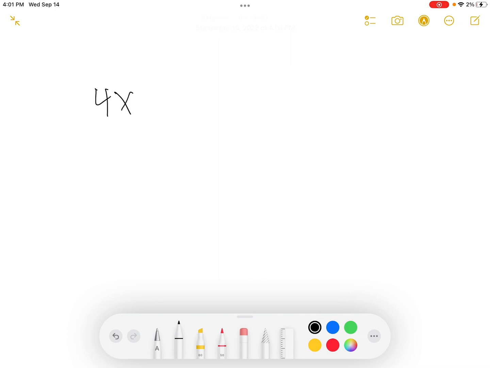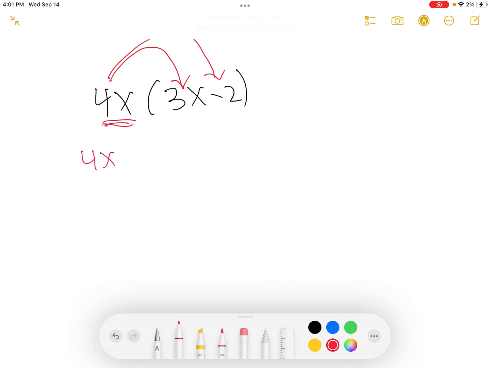So we have 4x parentheses 3x minus 2. Now this is a distributive property question, and so we're thinking that's going to hit this guy, and that's going to hit this guy. So we have 4x that's going to hit 3x, so 4x times 3x, and we also have 4x hitting the 2. Now we've got to think about what the sign is in between. That negative sign is going to come down there.